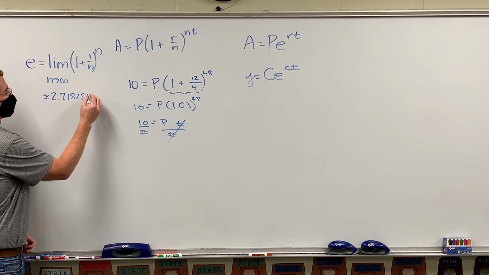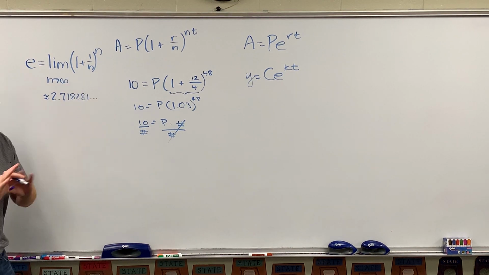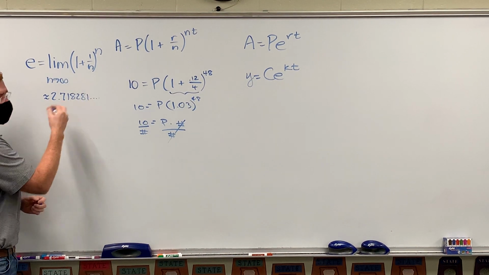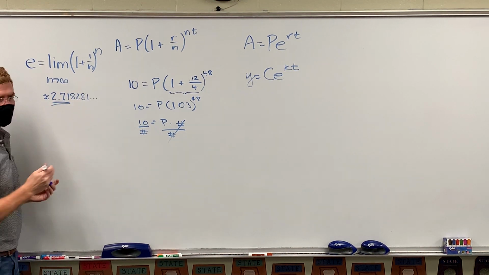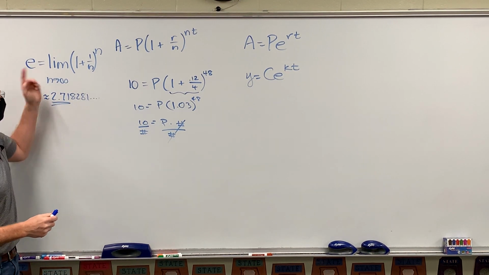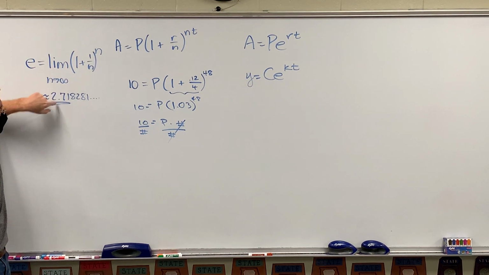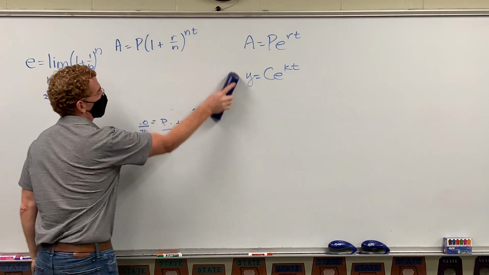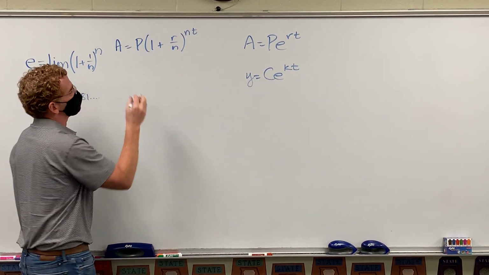2.7182811, and then it starts changing. There's no pattern. It's like a pi. It's irrational. We just say it's about 2.7. But if you hit E to the first on your calculator, it'll spit that out. And the bigger n gets, the more it looks like this. Now watch this math, and I think I put this on your sheet. But what if I made this clever little substitution?